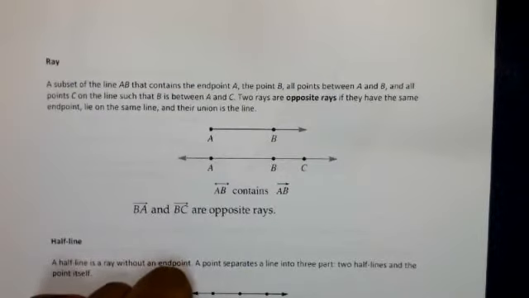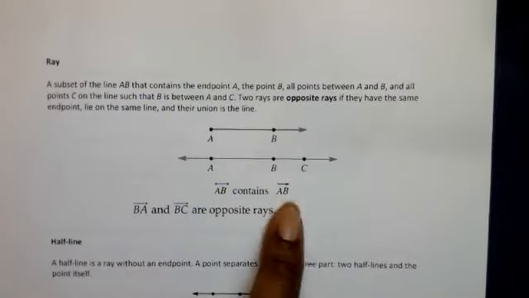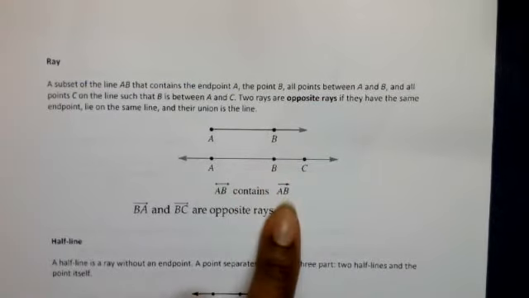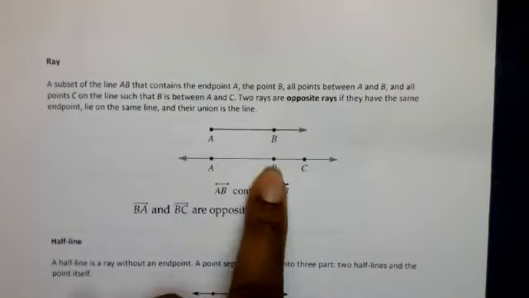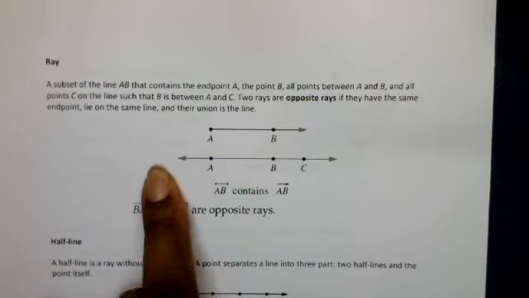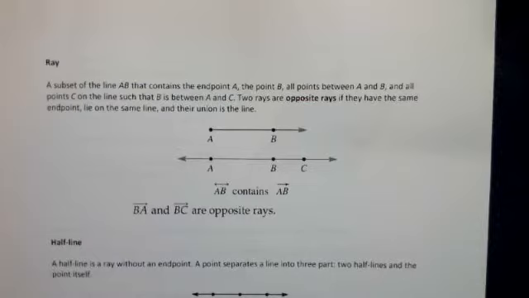Now, 2 rays are opposite rays if they have the same endpoint, lie on the line, and their union is the line. So here we got line AB. It does contain ray AB. So here we can say that BA starts here, goes all the way to the left indefinitely. BA and also BC are considered to be opposite rays.